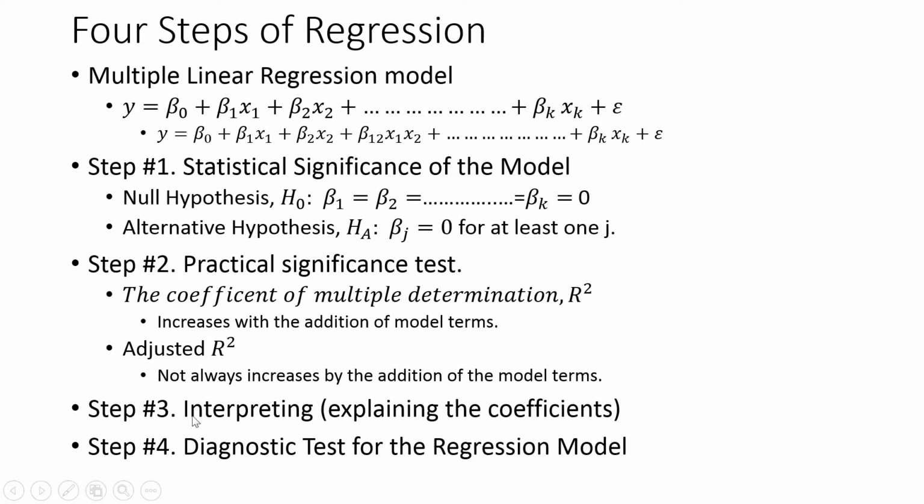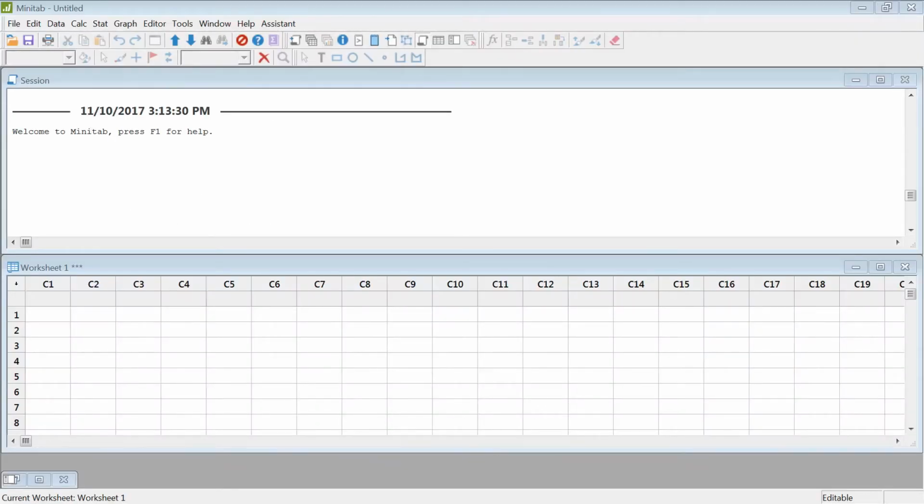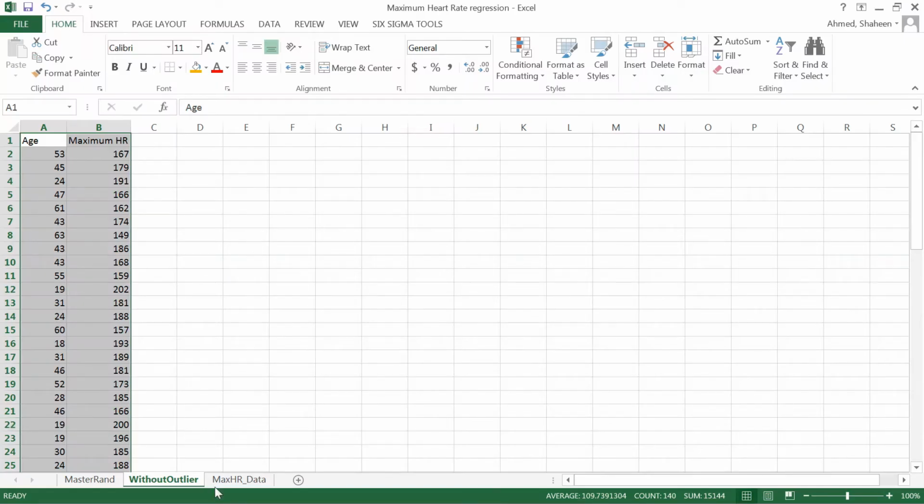Now, when we see it is practically significant and statistically significant, then we go interpret the coefficient. What is the meaning of the coefficient? What is the meaning of this regression model? Now the next thing we do is the diagnostic test for the regression model. I think for the diagnostic we'll use another video. Let's go ahead and run one of the regression models and see what we see.